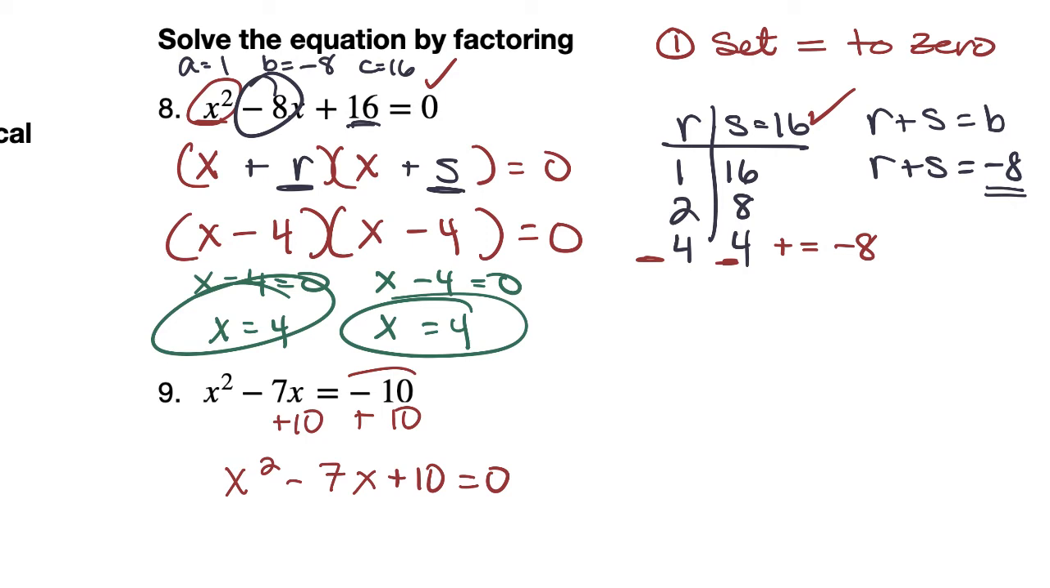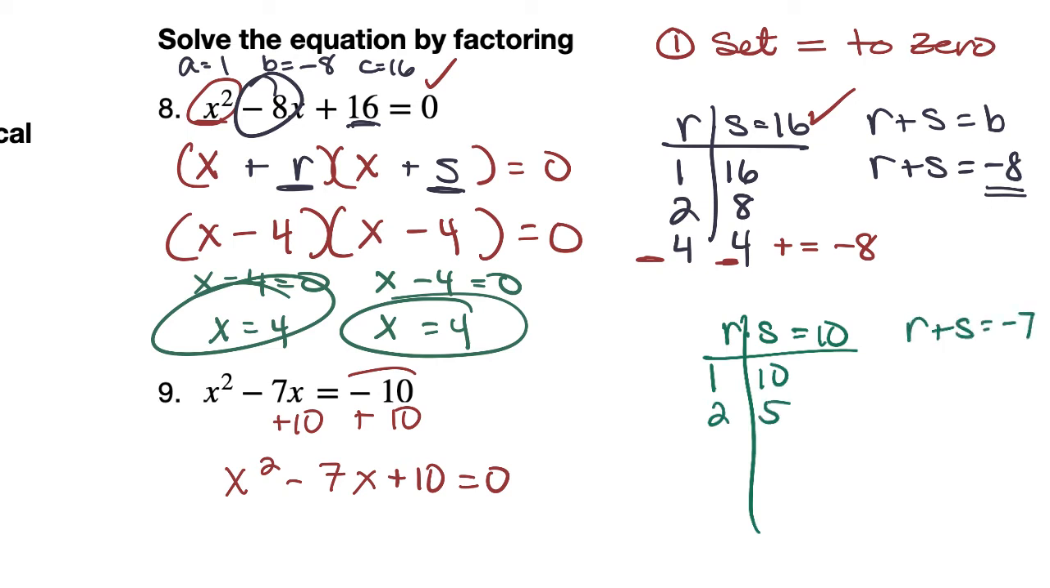In problem 9 here, I've already got it equal to 0. I did that. So now I'm ready. See how quick this is? You go, r times s has to equal 10. So you list your factors, 1 and 10, 2 and 5. r plus s has to equal negative 7. Remember, that's b.